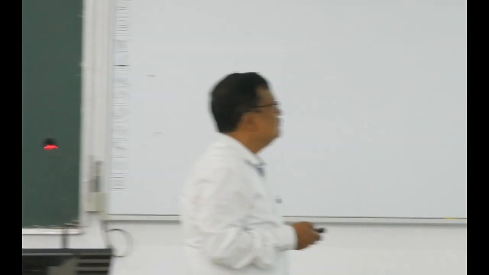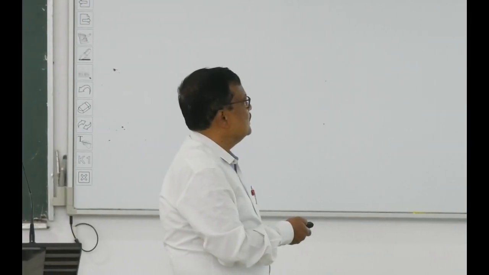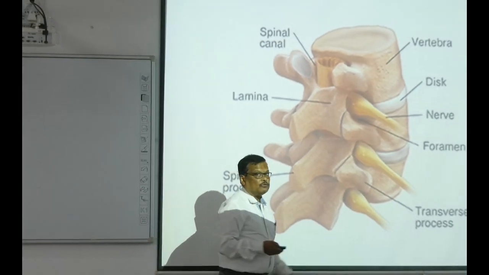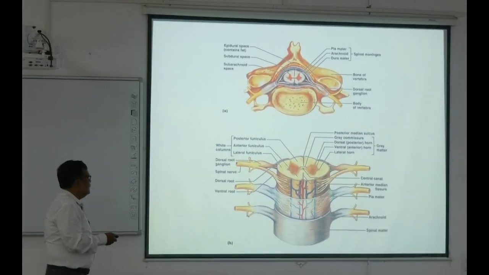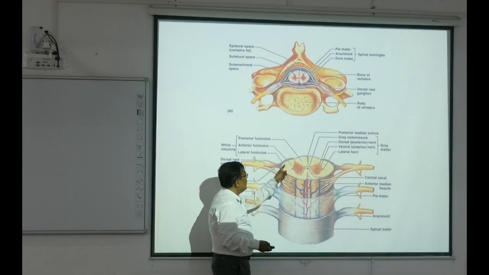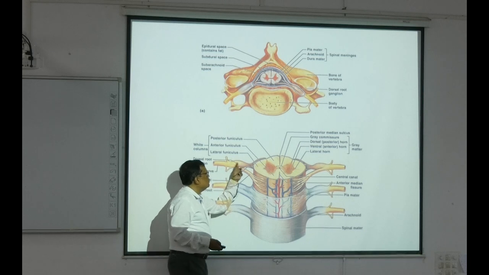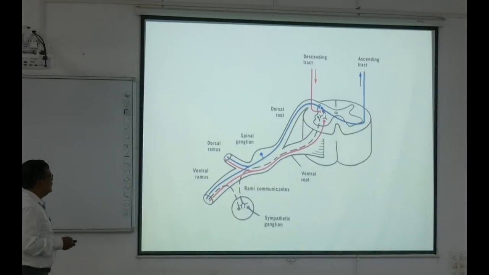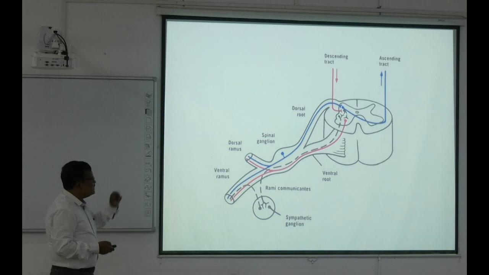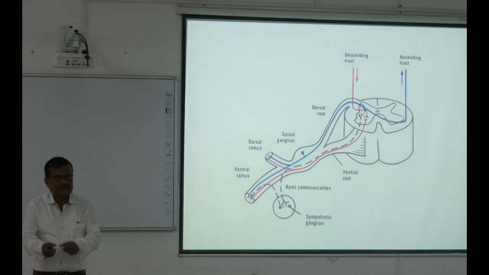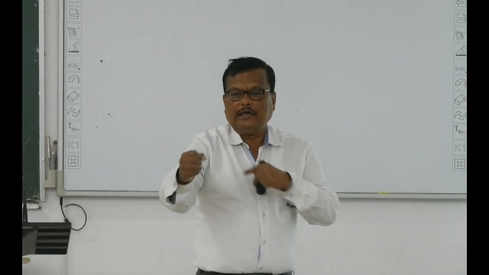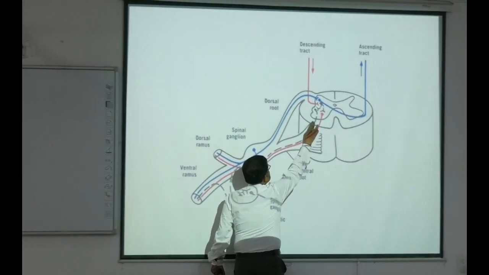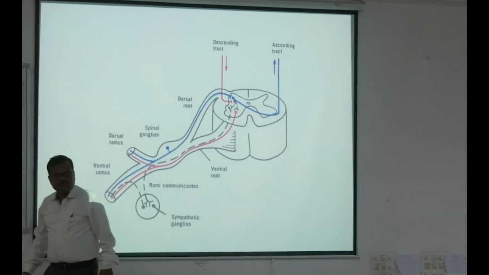So these are the spinal nerves. These are the spinal nerves coming out of the vertebral foramen. These are the rootlets, ventral rootlets and dorsal rootlets, joining to form the spinal nerve. In the dorsal rootlet, there is a ganglion swelling. We call it the dorsal ganglion. The spinal nerve carries not only motor and sensory fibers, it also carries sympathetic and parasympathetic fibers.